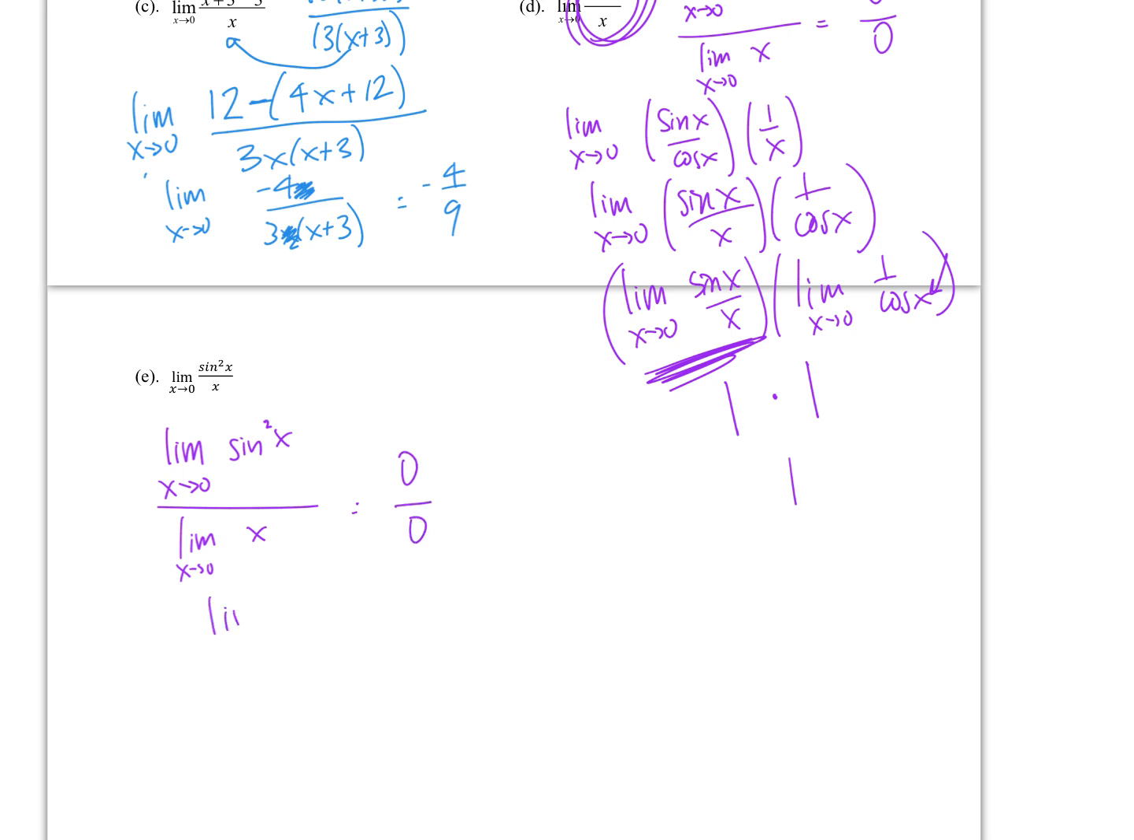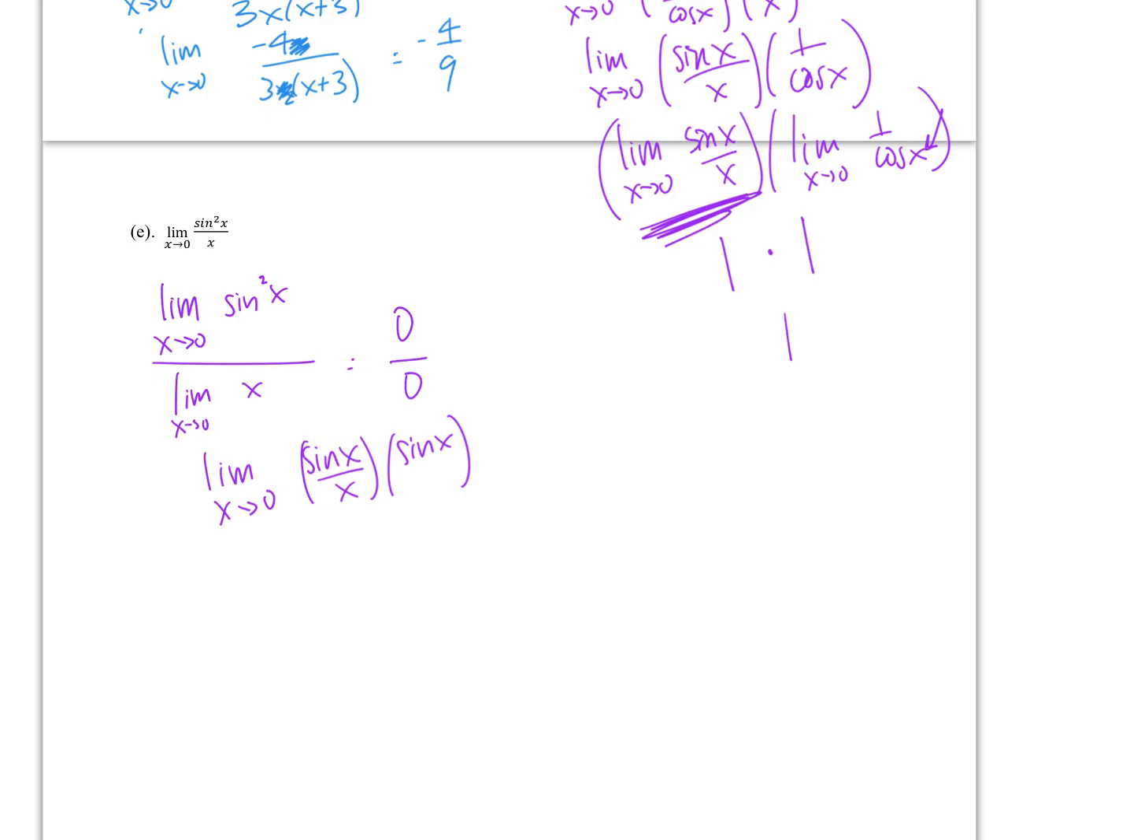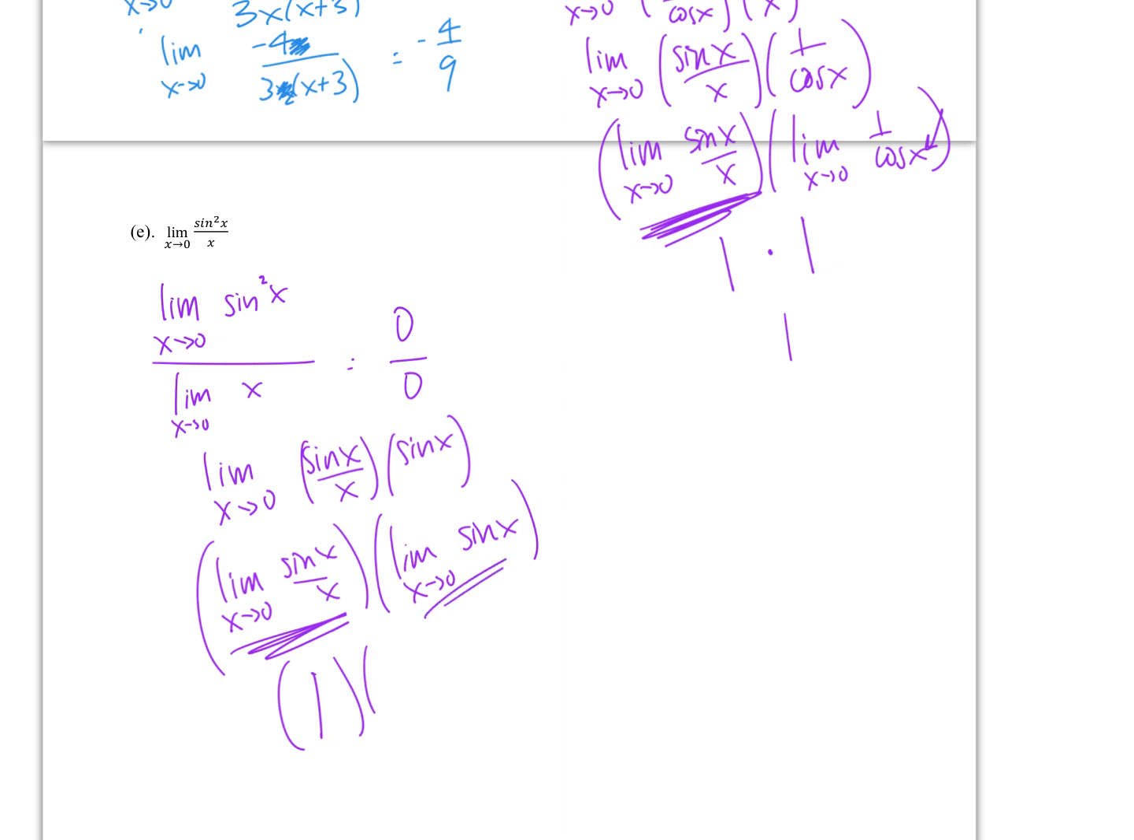So I'm going to rewrite this. I'm rewriting the original problem as sine of x over x times the sine of x. All right, so now I'm going to use the product rule and write that as two separate limits. On this first one, this is one we have memorized, it equals 1. And on this one, direct substitution gives us a 0, and the answer to this problem is 0.